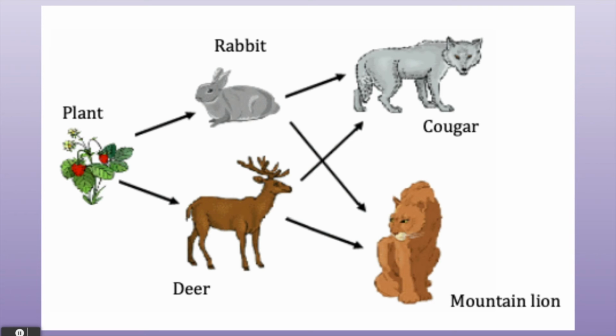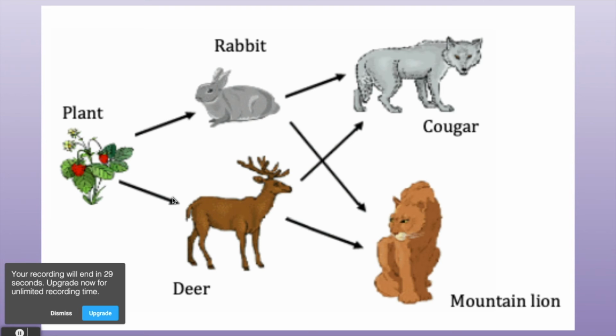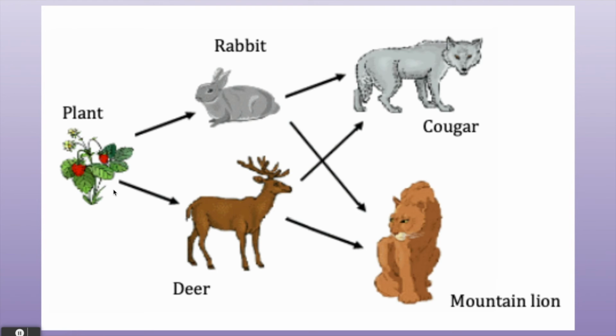Tell me on Ed Puzzle now, what type of consumer are the deer and the rabbit? They only eat plants. Is it a carnivore or an herbivore? If you said herbivore, that is correct. Rabbits and deer are examples of herbivores because their diets mainly consist of plants.